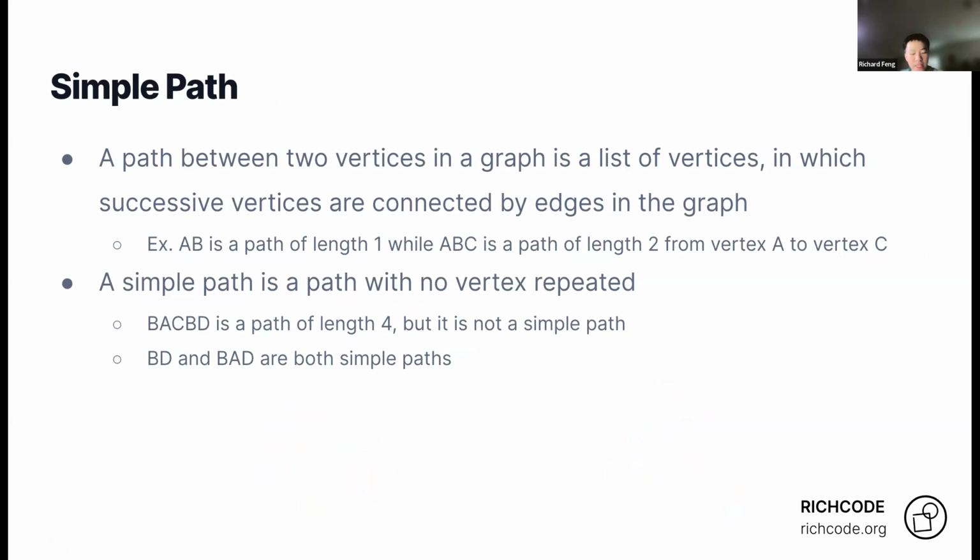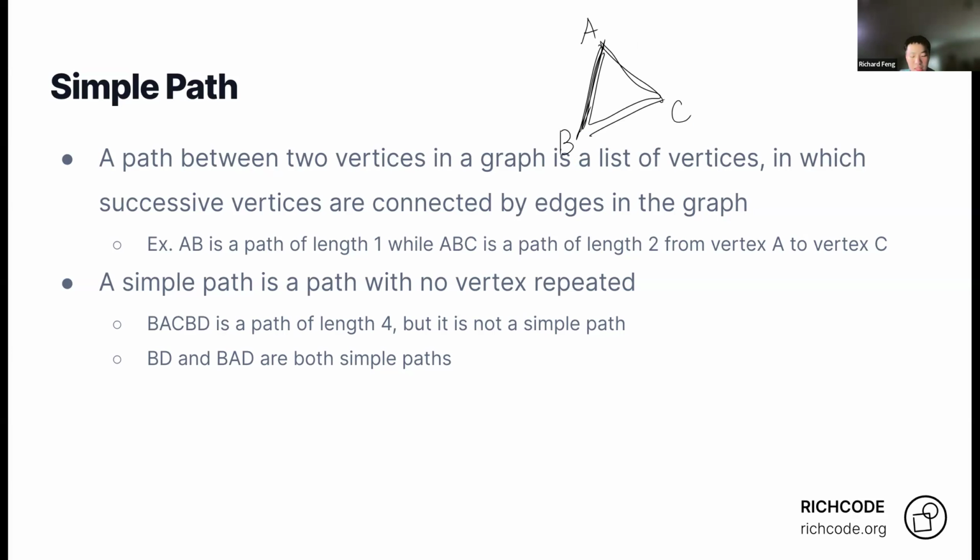Okay, next we have a simple path, which is a path between two vertices in a graph. A path between two vertices in a graph is a list of vertices in which successive vertices are connected by edges in the graph. For example, AB is a path of length 1, while ABC is a path of length 2 from vertex A to vertex C. So in the diagram, AB is just a path of length 1, while ABC is a path of length 2.